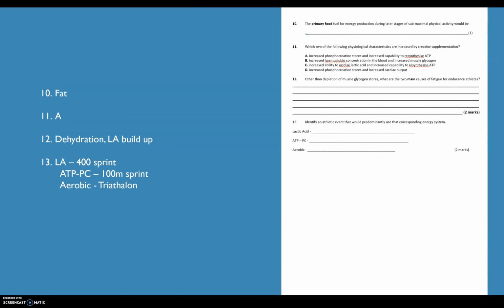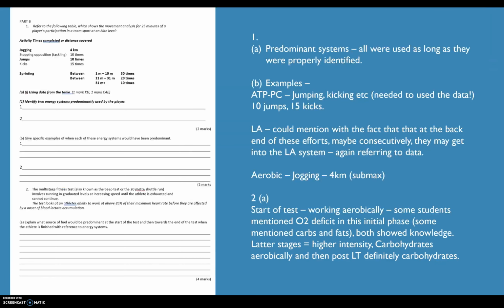Question 13, identify an athletic event for each of those. Fairly straightforward. Most people got this right. So lactic acid, 400 metre sprint, PC, 100 metre sprint, and then aerobic like a triathlon. Some people did write 1500 metres. I think I took half a mark off for that. Please disregard that. 1500 metres was sort of indicated in one of the previous questions.